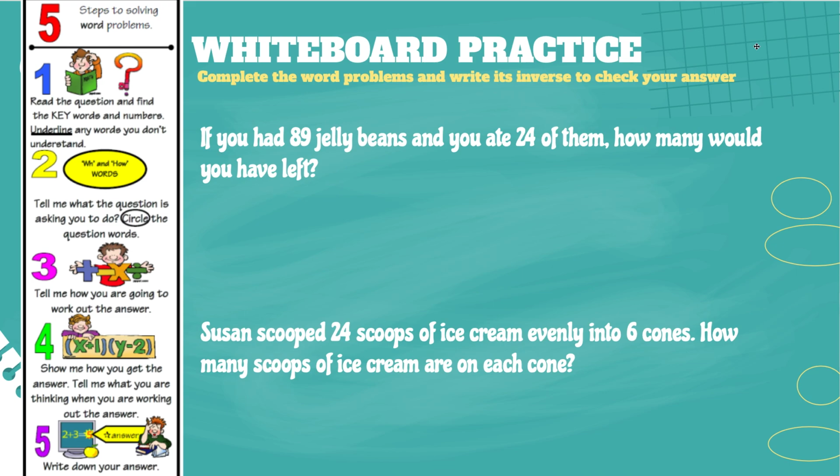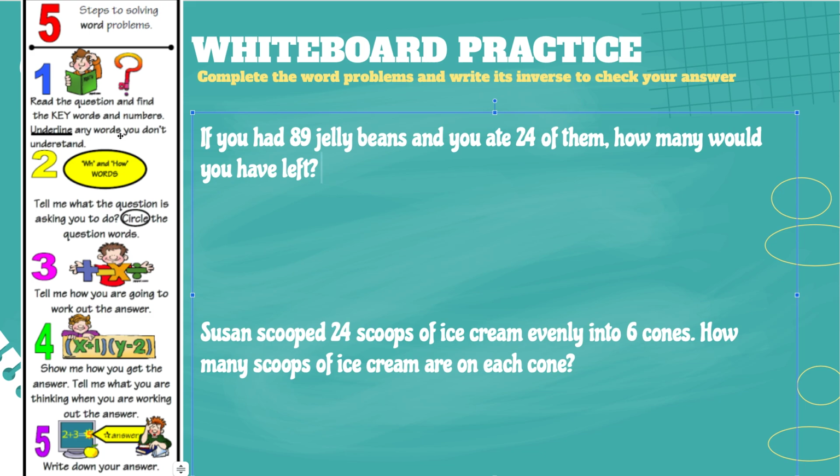Hi boys and girls, so today we are going to solve some word problems using Newman's analysis. We've already had lots of practice with this, so let's get started. I've already written 2 worded problems here, so let's start with the first one. If you had 89 jelly beans and you ate 24 of them, how many would you have left?